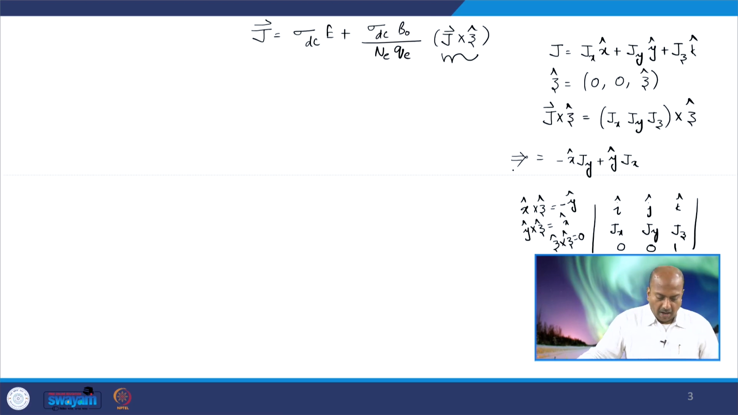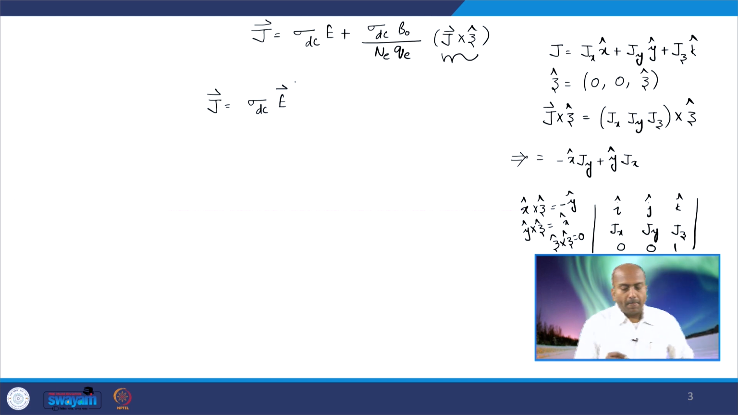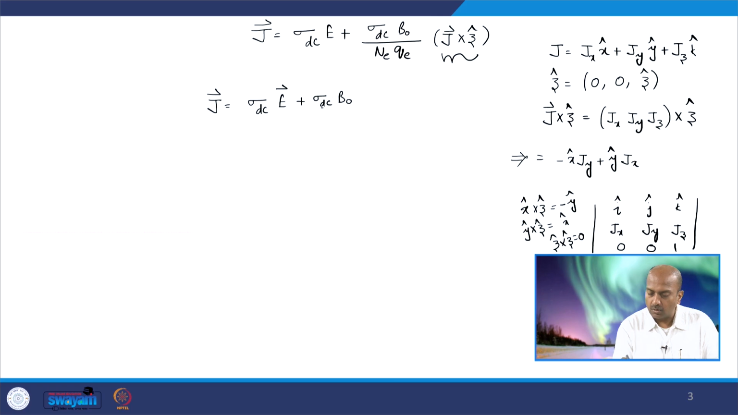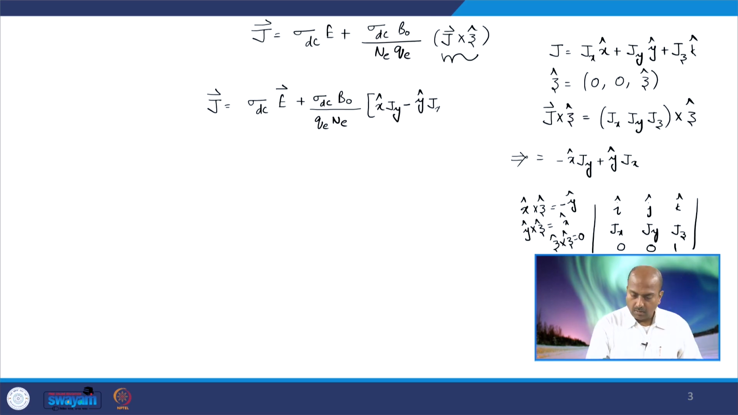So substituting back into the original equation, we can write J as sigma dc times the electric field. The DC conductivity part is remaining as it is, plus sigma dc times B naught divided by QE NE times x cap Jy minus y cap Jx.